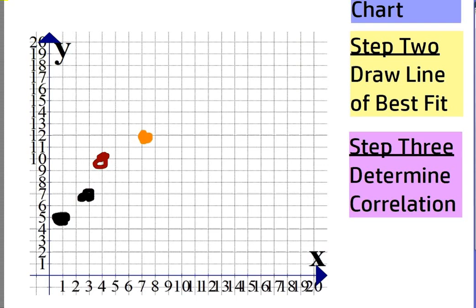Okay, so there's our points. As you can see, you can't actually connect it with a perfect line, but you can get pretty close, right? Right off the bat, do you think this has a negative, positive, or no correlation? Positive.